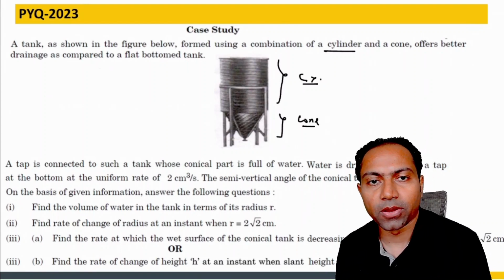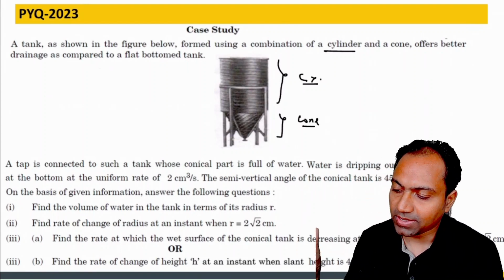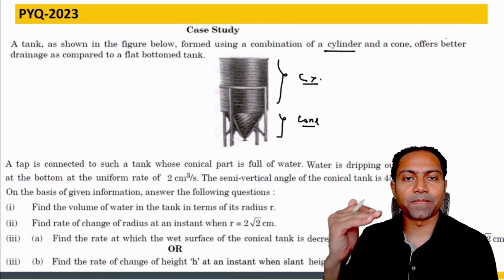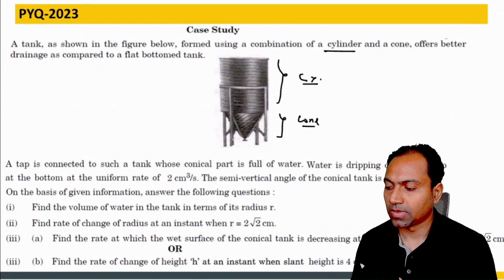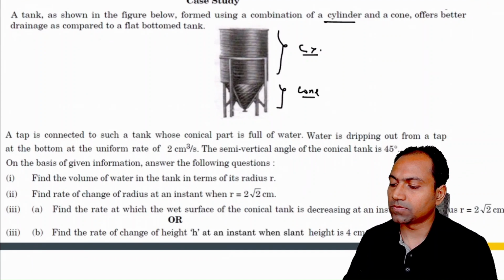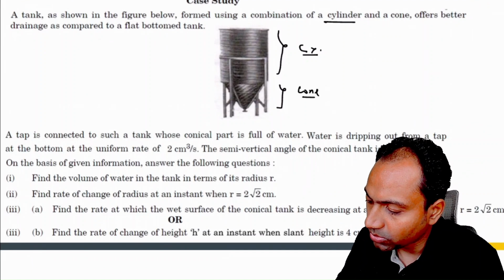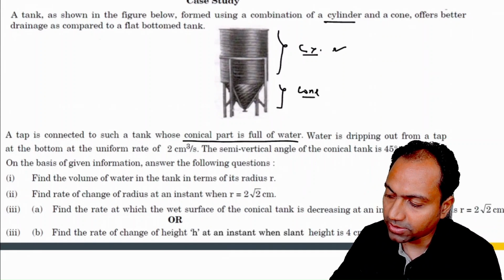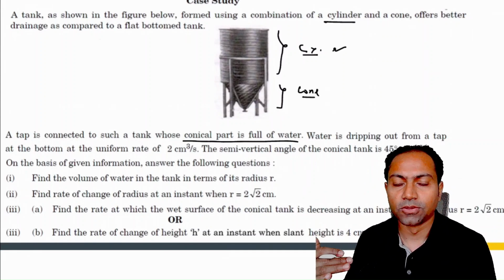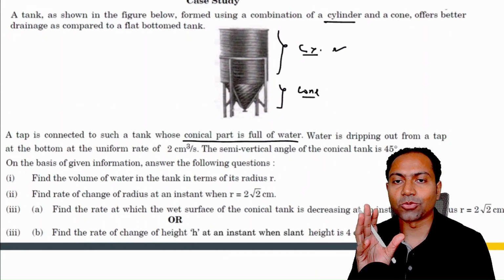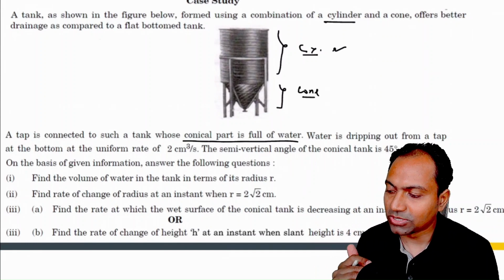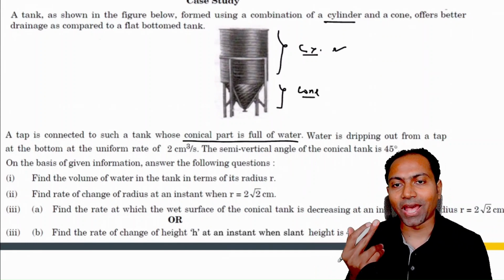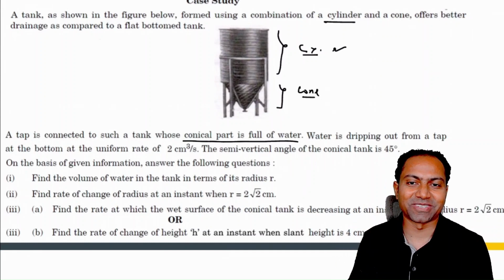It talks about a device that they have given or a tank that they have given in which the upper part is cylinder and the bottom part is cone. And what they're saying is they have filled only the conical part of the cone. So they have referred to this cylindrical part, but it is just a distraction. What they want to discuss is the conical part only. Okay, so this makes the question simpler. Otherwise, it has the potential to become a very good question.